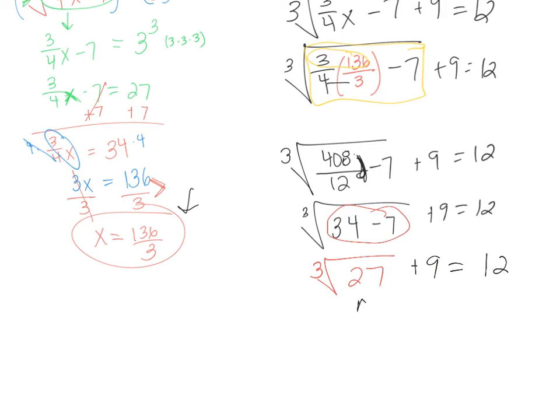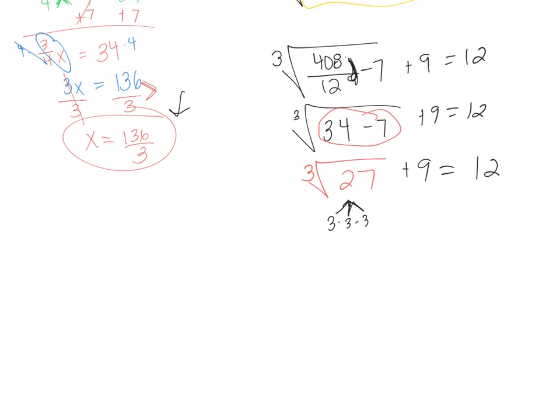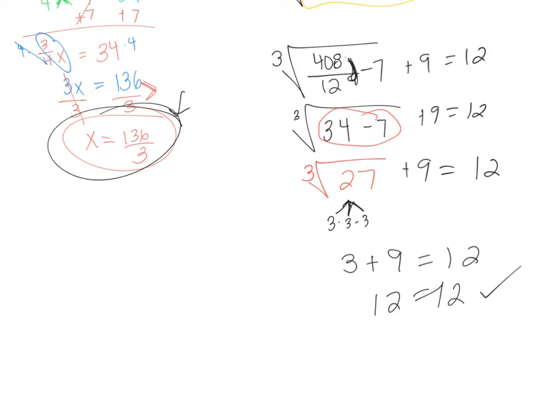I'm going to keep finishing my problem. Now, you need to find the same number that multiplies 3 times to get 27. And I know that 3 times 3 times 3 is 27. So 3 is going to fall out of my radical. Okay, so then I'll have 3 plus 9 equals 12, which equals 12. So it turns out that x equals 136 over 3 is correct.